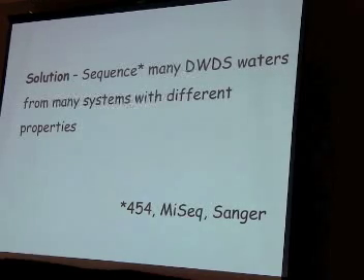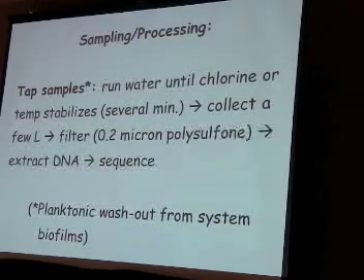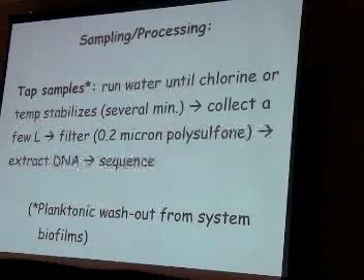You sequence a lot of DNAs from drinking water distribution systems, and you have to look at a lot of systems with very different properties to understand things. And sequencing has to involve more than simply high-volume sequencing. We've used 454 and MiSeq currently, and Sanger has not gone out of style, as I will point to you. We need longer sequences.